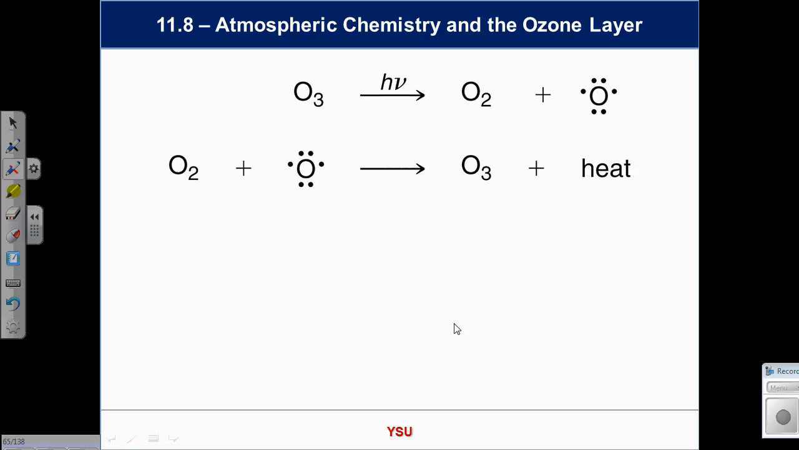Now, this is FYI. I'll cover it because I think it's interesting, and you won't see much of this. You might see it in other classes in the future. Other types of radicals that are involved out there. There's a lot of interest in atmospheric chemistry these days for obvious reasons, with ozone layers being depleted and whatever.